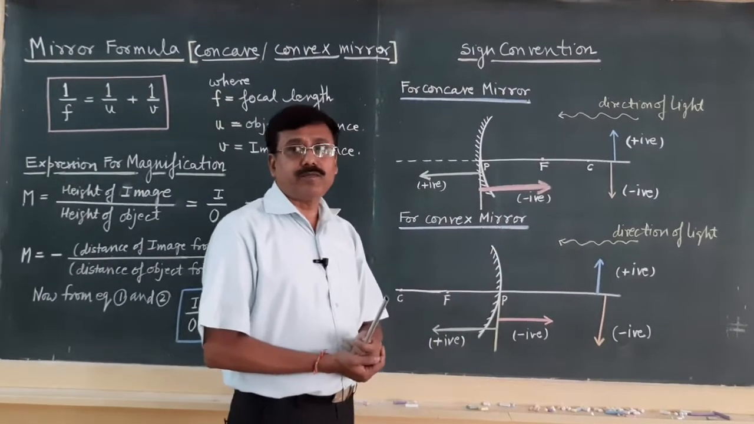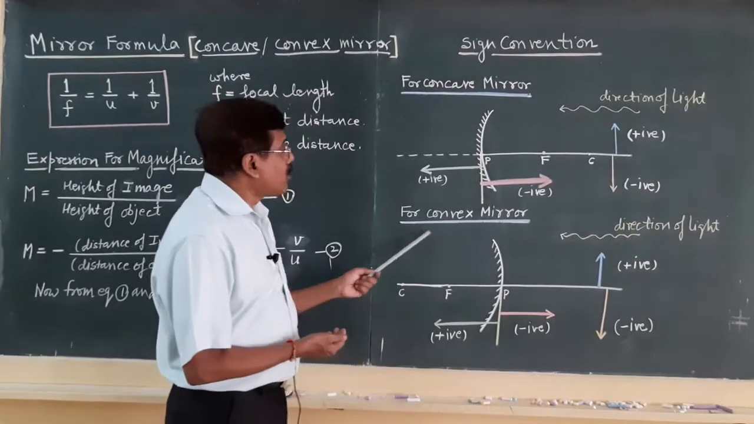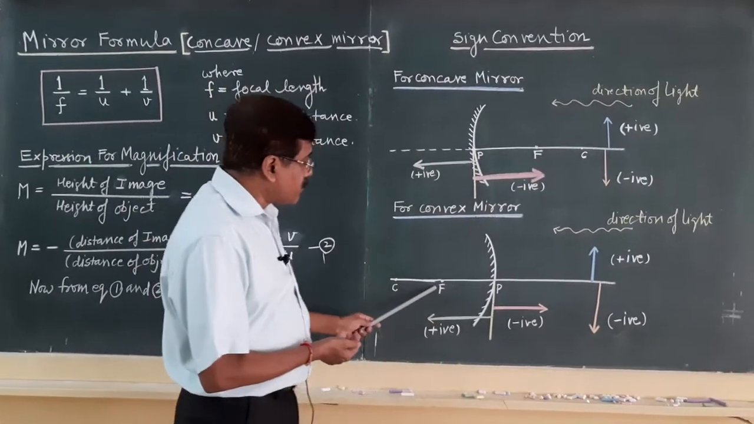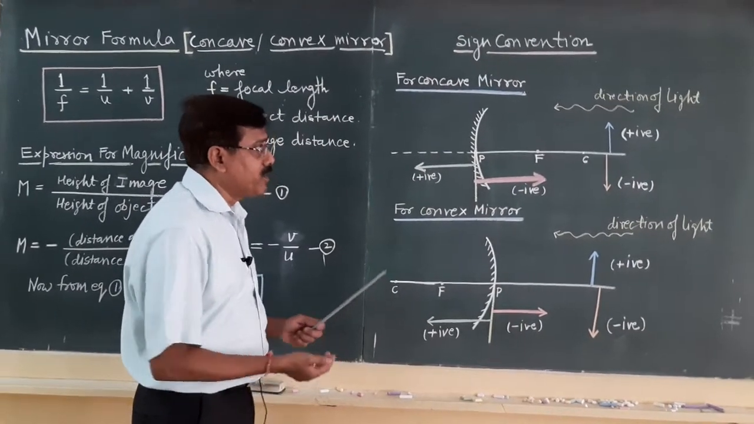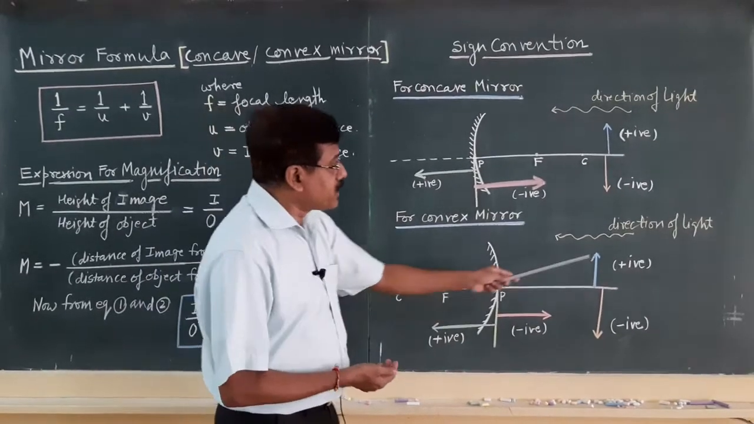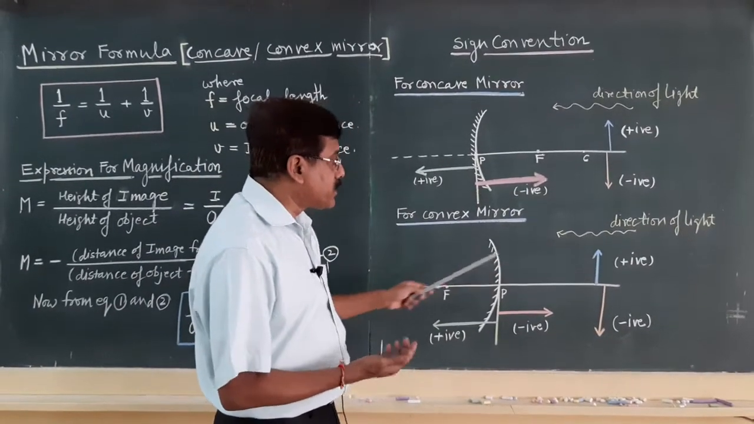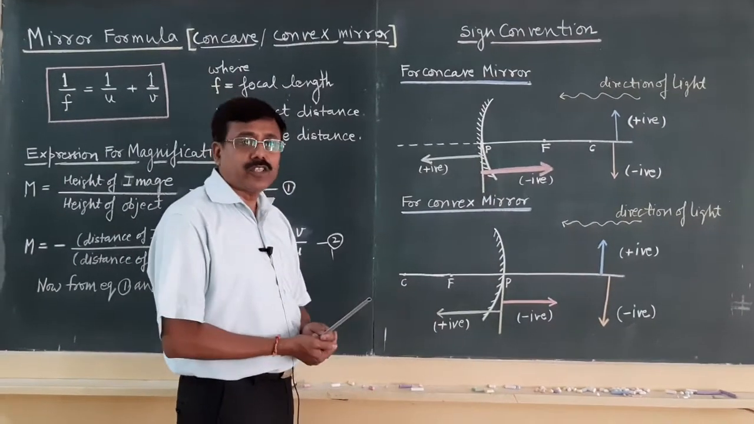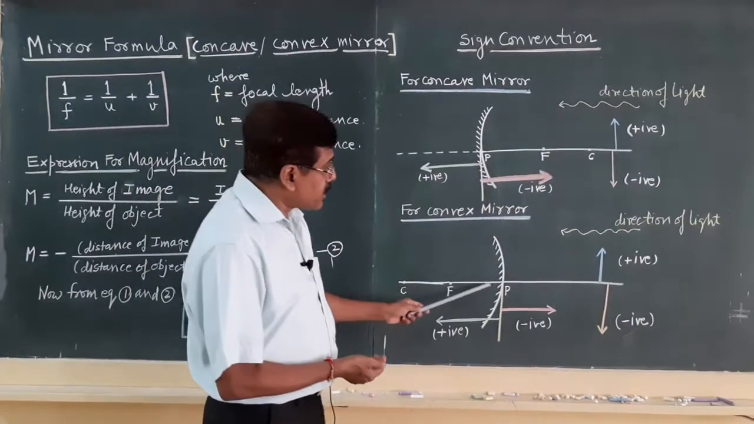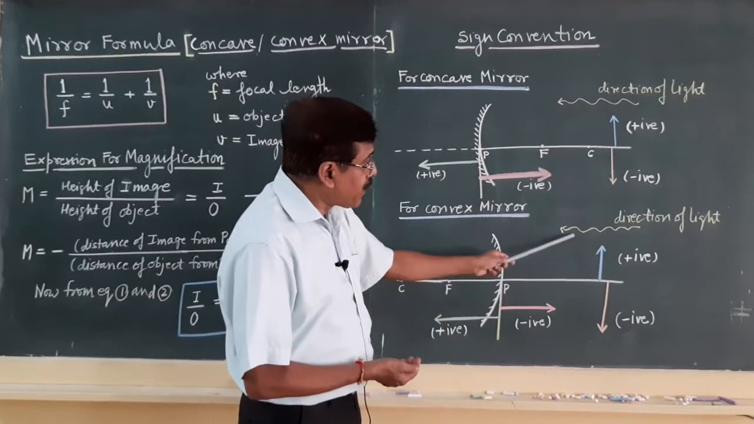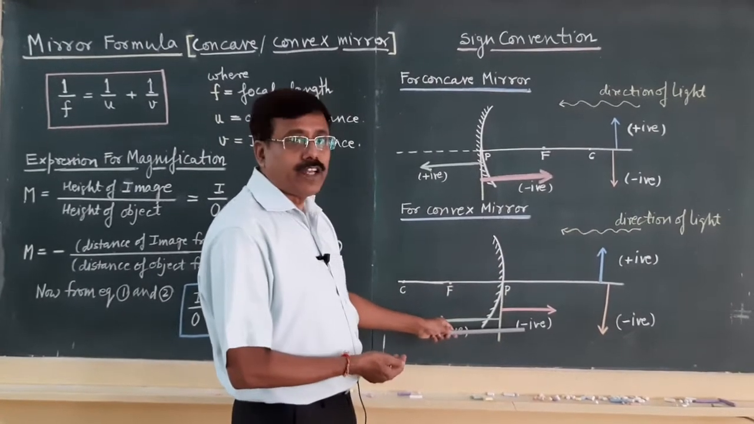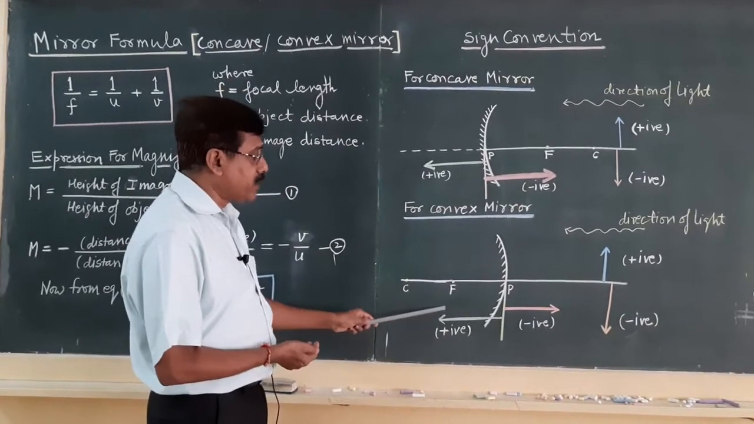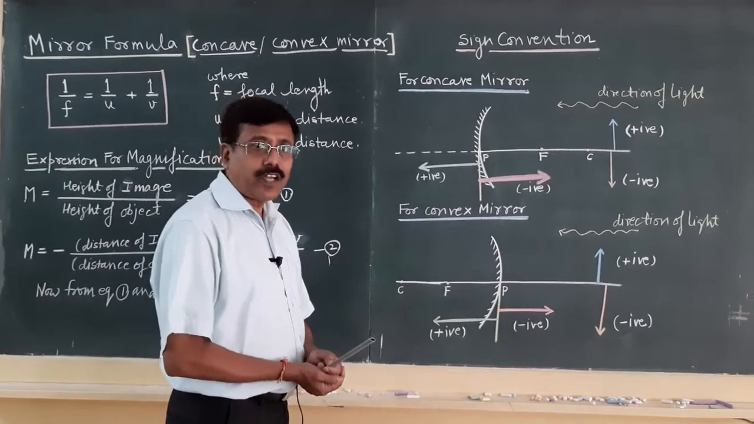It means you can say that the focal length of a concave mirror is always negative because we have the real focus. In case of the convex mirror, this is the pole, this is the focus, this is the center of curvature. Now, this is the direction of light propagation. The same rule: we are measuring all the distances considering pole as origin, distances opposite to the light propagation taken with negative sign, distances in the direction of light propagation taken with positive sign.